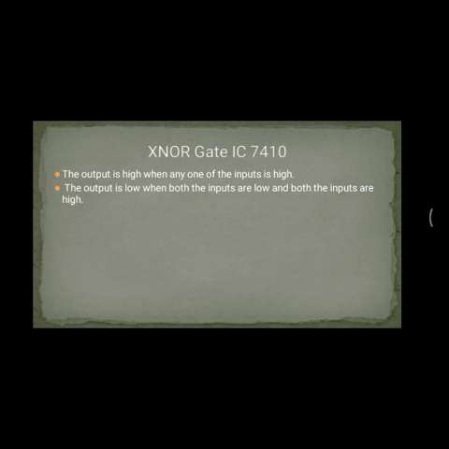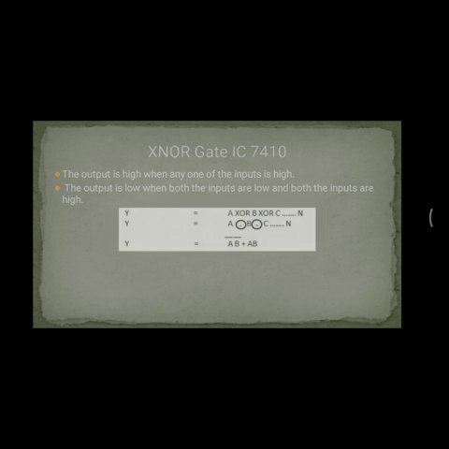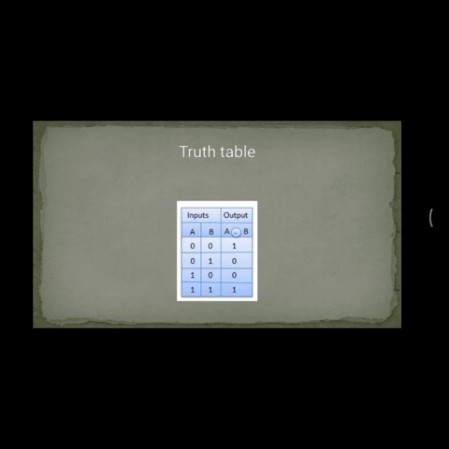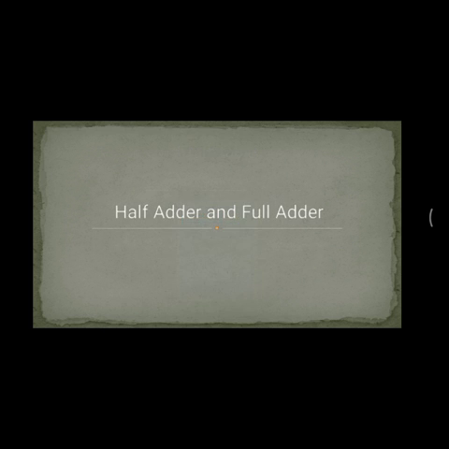Next we are going to see about the XNOR gate. The output is high when both inputs are low or both inputs are high. The output is low when any one of the inputs is high. This is an example of an XNOR gate. Next, this is the basic logic gate of the XNOR gate. This is the truth table of an XNOR gate.